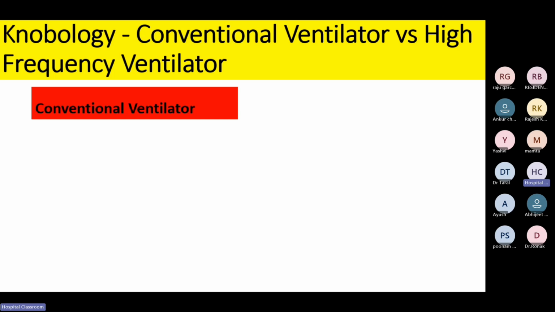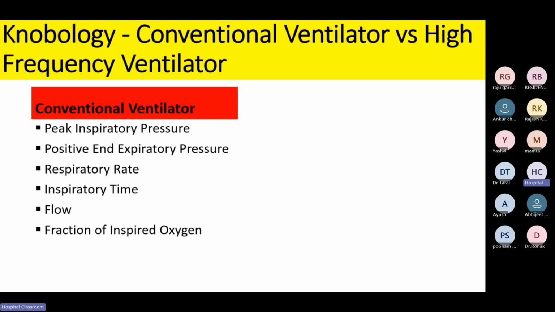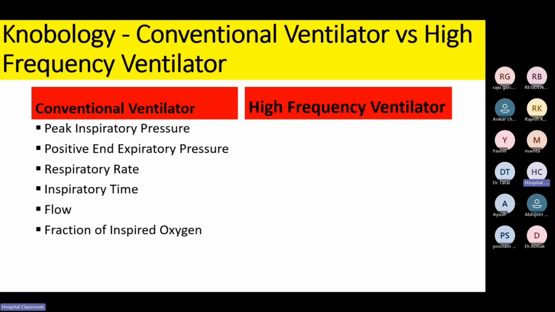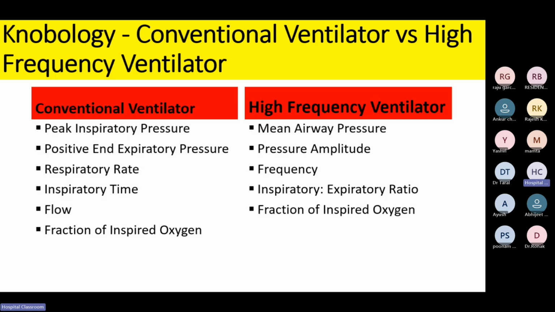So coming to the knobology, meaning the knobs to set in a conventional ventilator versus the high frequency ventilator. In a conventional ventilator, as we all know, these are the parameters to set: the peak inspiratory pressure, end expiratory pressure, respiratory rate, inspiratory time, flow, and FiO2. As opposed to that, in the high frequency ventilator, the parameters to set are five: the mean airway pressure, amplitude, frequency, inspiratory to expiratory ratio, and the fraction of inspired oxygen, or FiO2.